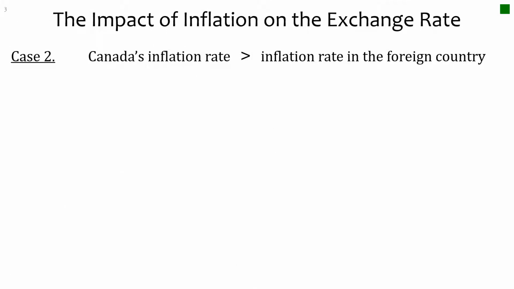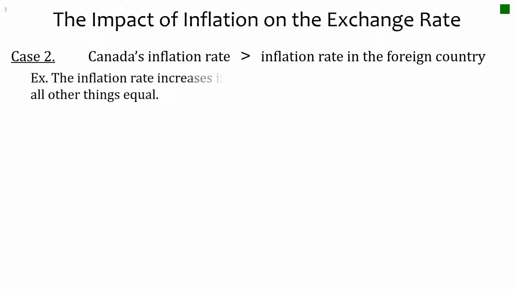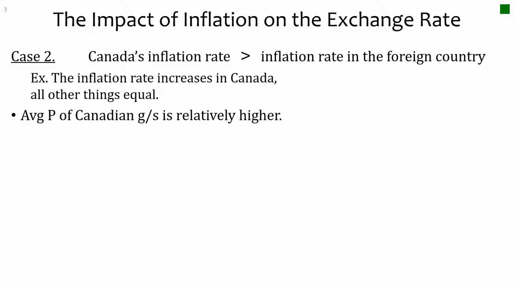Let's look at a second case where Canada's inflation rate is greater than the inflation rate in the foreign country. So exactly the opposite of the first case. For instance, the inflation rate increases in Canada, all other things equal. Or the inflation rate in the other country decreases relative to before. What it means is that the average price of Canadian goods and services is relatively higher. All right? The way of doing this is exactly the same as before.